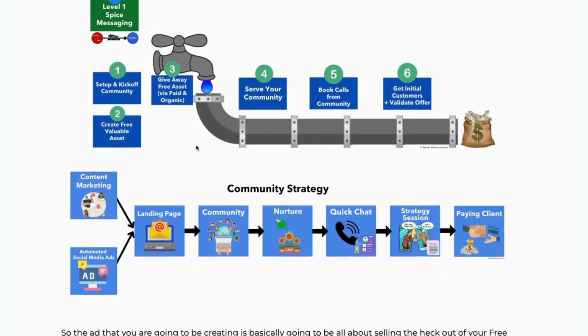Okay, so a different visual of what this looks like, right? We've got the automated social media ads that go over to your landing page to give you their name, email address, and phone number, so that way you can reach out to them. Email marketing, SMS marketing, XYZ. From there, they're joining your community. You're nurturing them in your community. From there, you're getting them onto a quick chat, then onto a strategy session, and then they become a paying client.